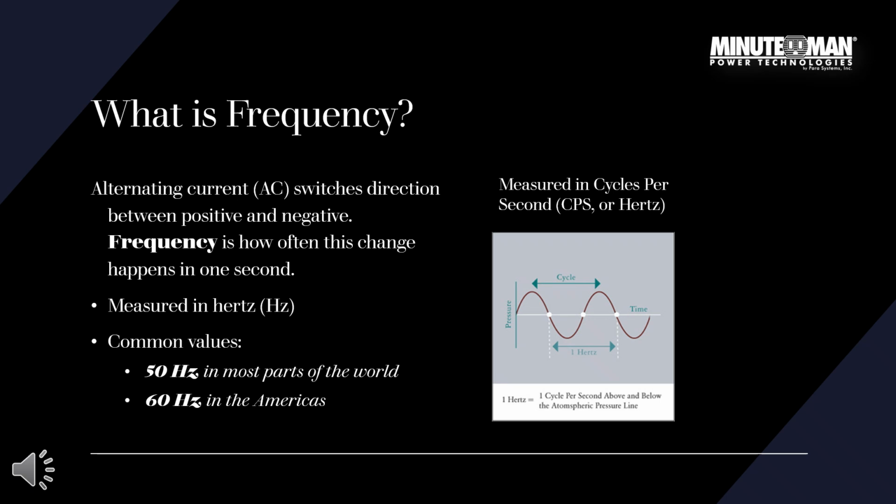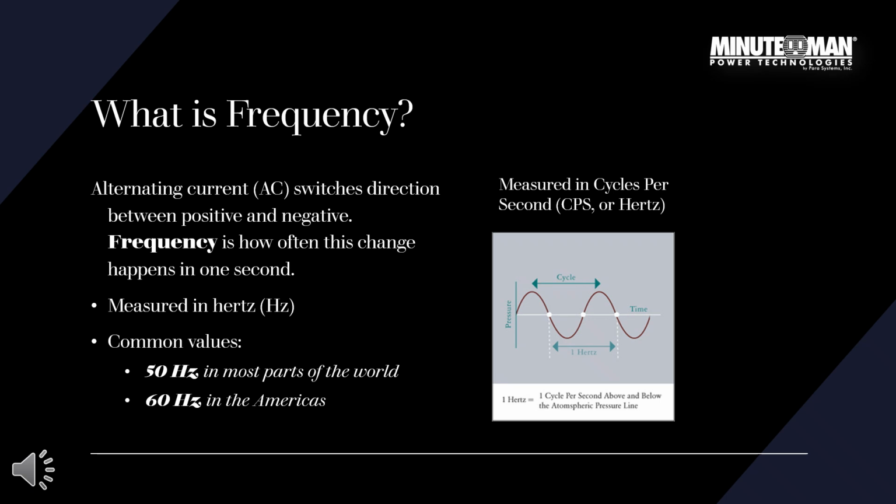Another example of frequency is our wireless communication. Wi-Fi, 2.4 gigahertz and 5 gigahertz. That's billions of cycles per second. Radio, AM is in kilohertz and FM is in megahertz.